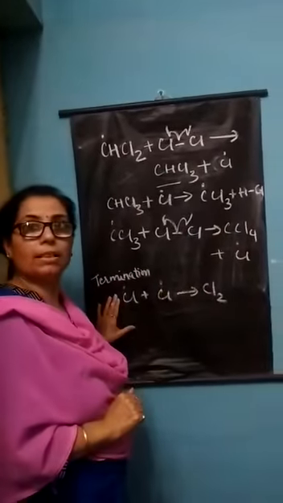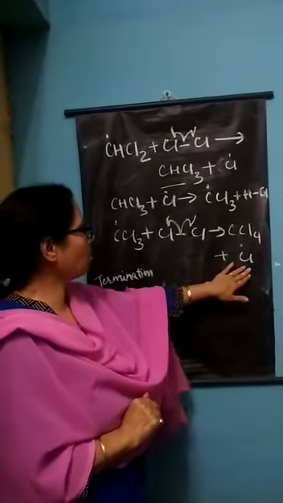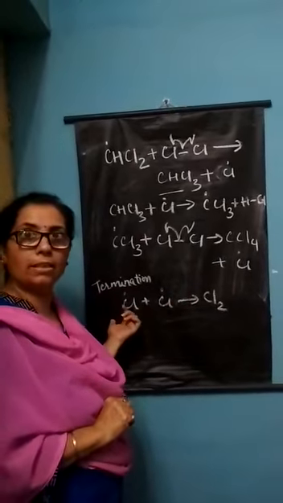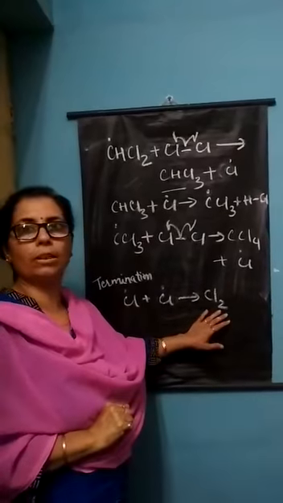The last step is the termination step, where the reaction stops when 2 chlorine radicals combine together and again form the chlorine molecule.